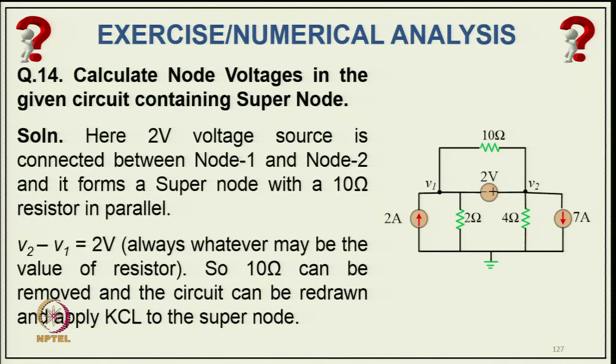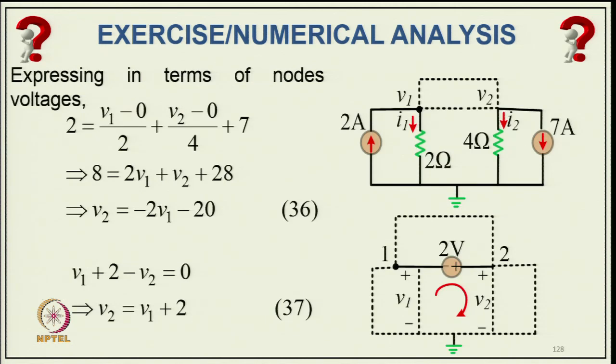So, coming to question 14, calculate the node voltage in the given circuit containing the super node, because there is a voltage source here between V1 and V2. So, they become a super node. Hence, the voltage source is connected between node 1 and node 2, so it forms a super node with the 12 ohm resistance in parallel. So, V2 minus V1 equals 2, always, whatever may be the value of the resistor. So, the 10 ohm can be removed and the circuit can be redrawn, and we apply KCL to the super node.